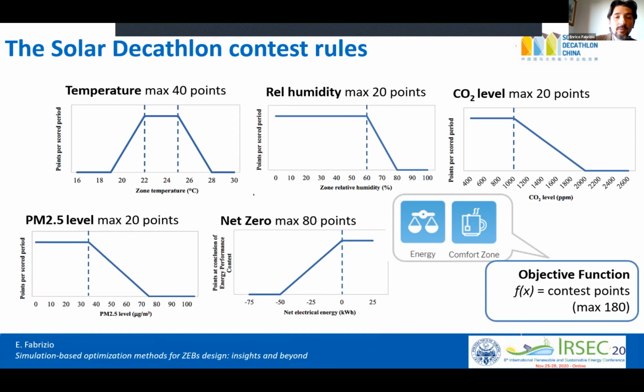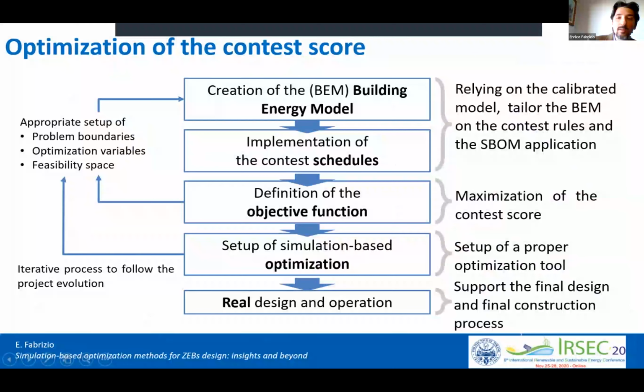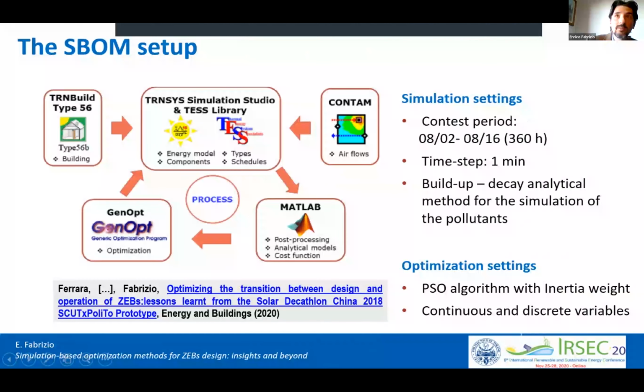For the energy use, if you have a positive energy balance, you gain the whole amount of points. Otherwise, you reduce your points. So in the end, we built an objective function which has 180 points. This is the setup of the optimization. First, we had a reliable and calibrated building energy model, because the building was first built in Guangzhou. Then the setup of the simulation-based optimization, and then the results were used for tuning the final design, and especially during the operation of the final contest stage.